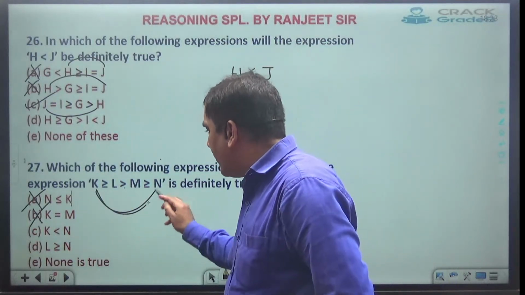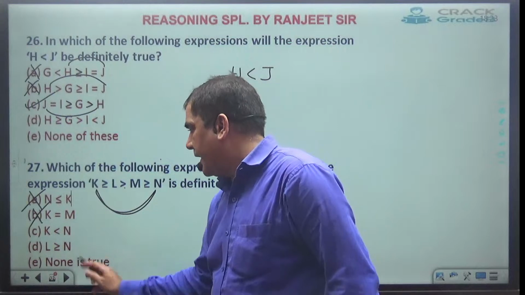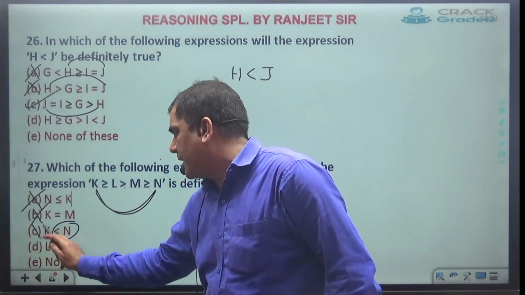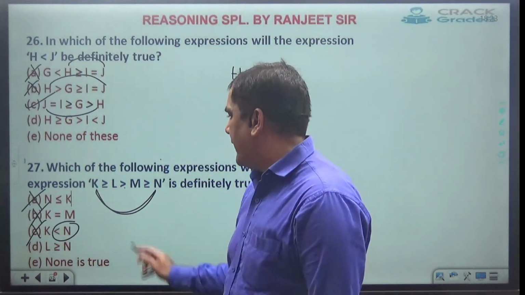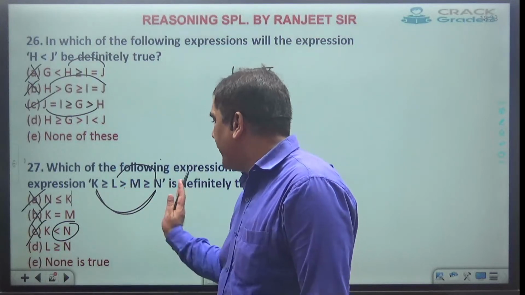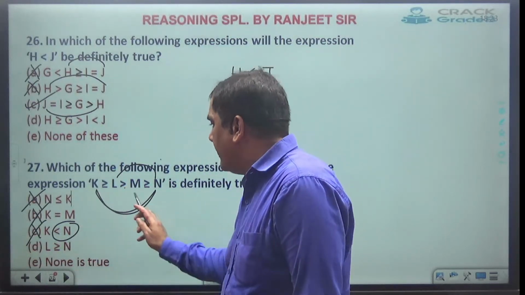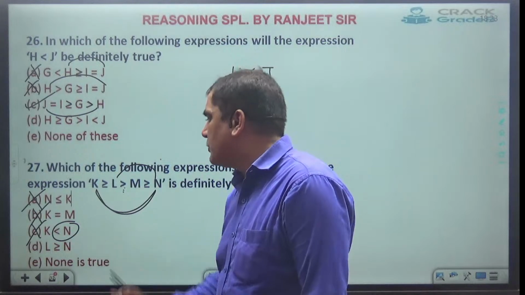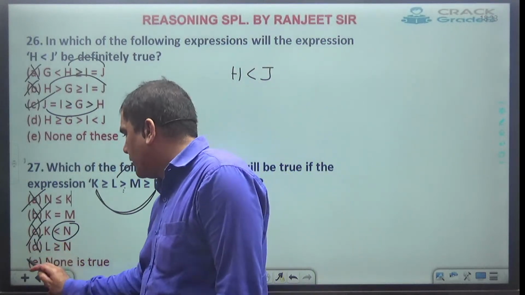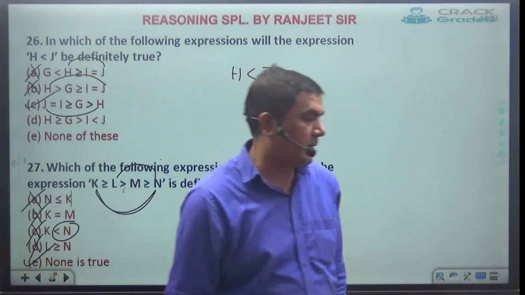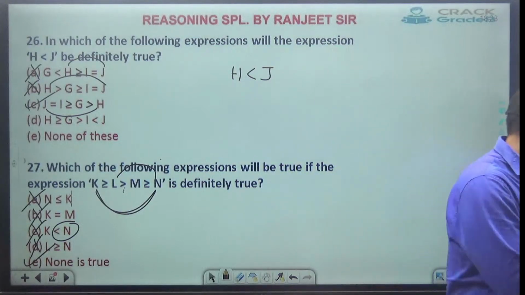Next one, K and N. So K and N, what we have seen, face should be towards K. Here the face is towards N. Can't be. Last one, L and N. So L, face is towards L, absolutely okay, but equal to is not there, so equal to should not be over there. This is also wrong, so the answer should be E.